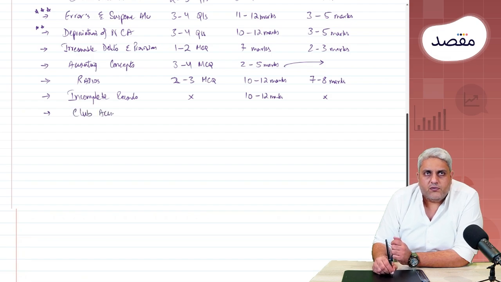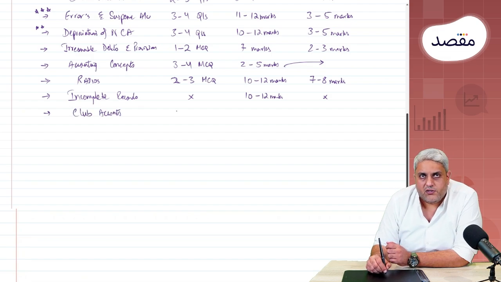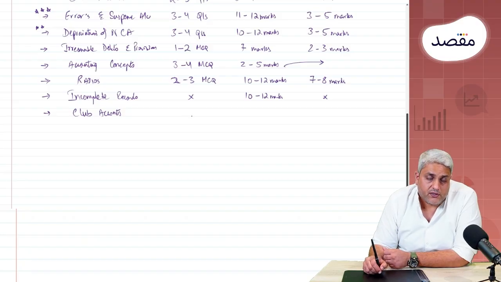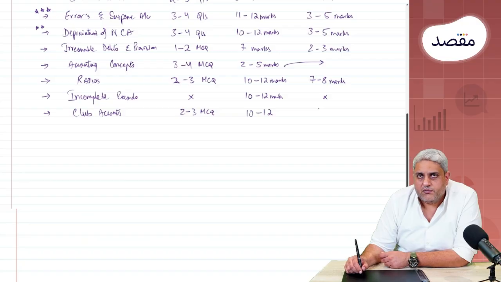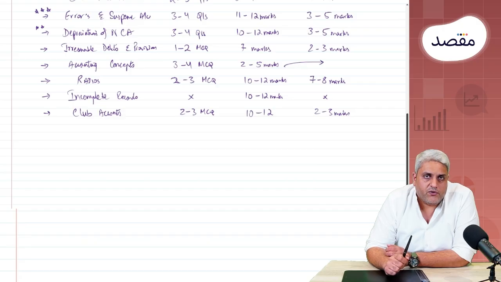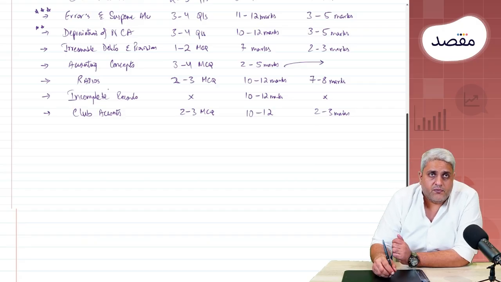ओके जी. इसके बाद आ गया आपके पास क्लब अकाउंट्स और नॉन प्रॉफिट ऑर्गेनाइजेशन. Theory में yes, subscription account maybe, or maybe some theory. So 2 to 3 MCQ, full-fledged question at 10 to 12, and maybe as far as theory is concerned, 2 to 3 marks ki. Not an examiner's favorite topic to assess theoretically.